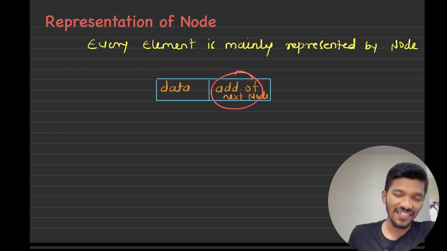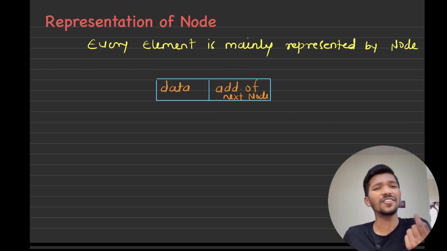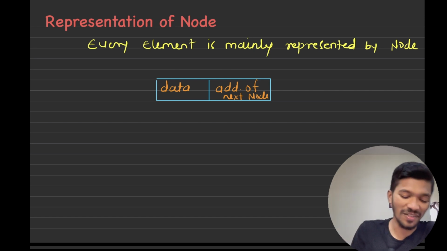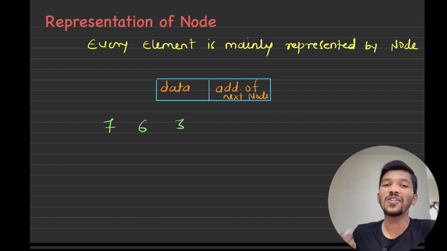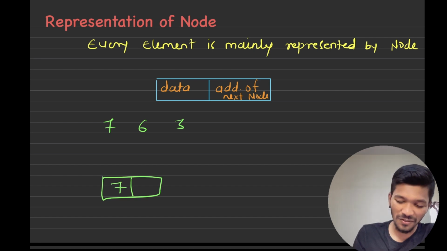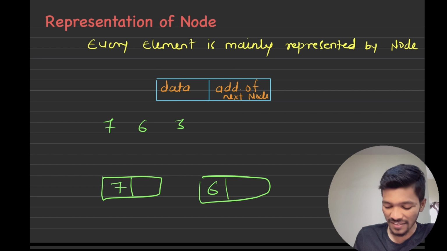The second part contains the address of the next node, because in a linked list there will not be only one node, there will be multiple nodes present, right? So it will basically contain the address of the next node. For example, suppose I want to store 7, 6 and 3. How will my nodes in the linked list look? The first node will contain a 7, which has 2 parts. The first part is the data and the second part is the address of the next node, right? This is my second node which contains 6, and this is my third node which contains 3.